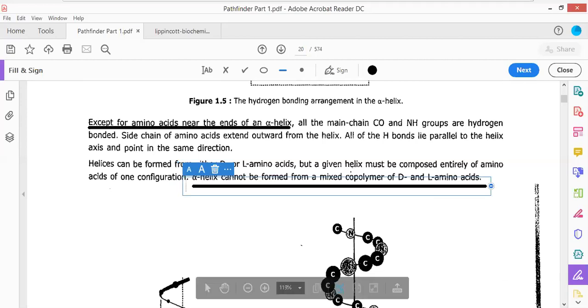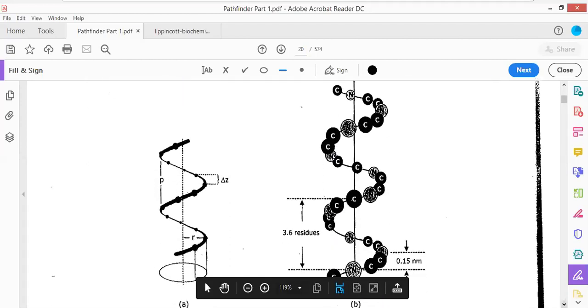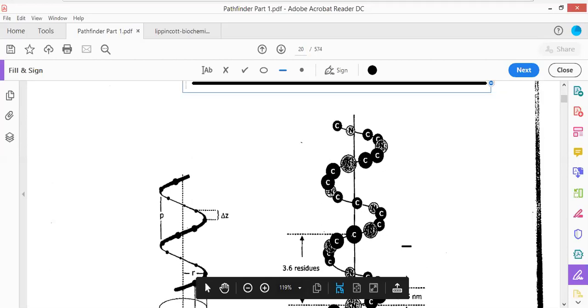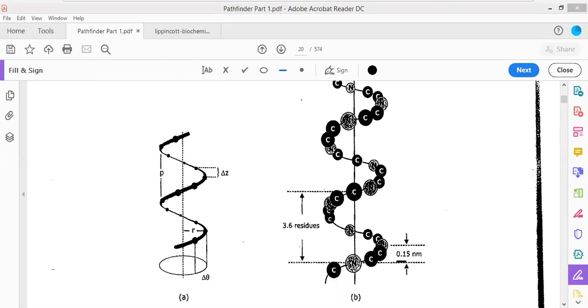Okay, now moving forward. See, this is the structure. 3.6 amino acid residues are present per turn. 0.54 nanometer is the pitch of the helix. And here you can find that with each amino acid the rise of the helix is 0.15 nanometer. This is the rise of the helix with each amino acid residue.